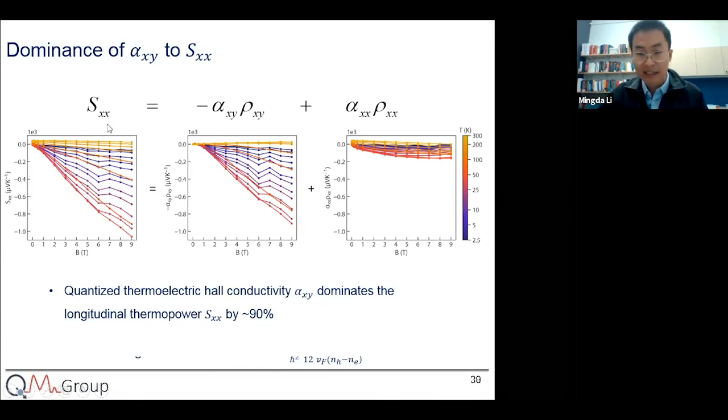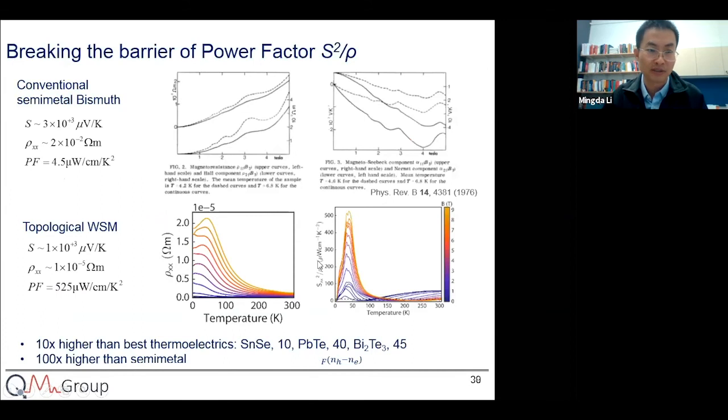So the last thing we would like to show is more related to the power factor. The power factor is S squared sigma, or S squared over rho to be more precise, using tensor language, to give a comparison. So this top row is an example on another topologically trivial semimetal like bismuth, and it has a power factor of about 5.